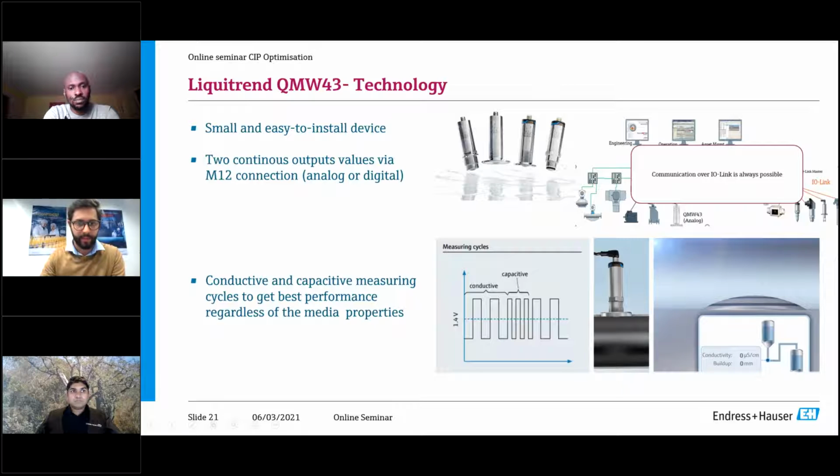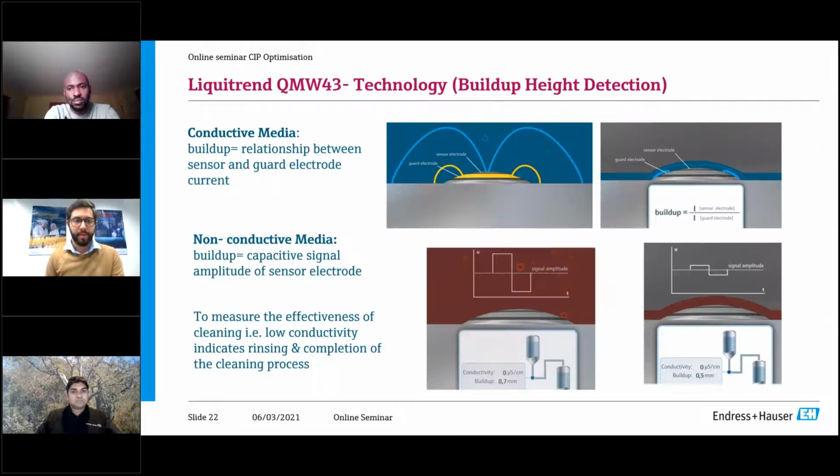We can have the conventional hygienic process connections. We also have flush installations, because we really want the sensor to mimic or copy the same condition as pipes and tanks. Based on the conductivity, the sensor is able to measure conductivity and capacitance, and based on the capacitance, we are able to determine the build-up height. This is a very interesting approach, especially if you want to validate whether a specific point is cleaned or not, or if you want to set up your CIP to clean your process based on the build-up level.